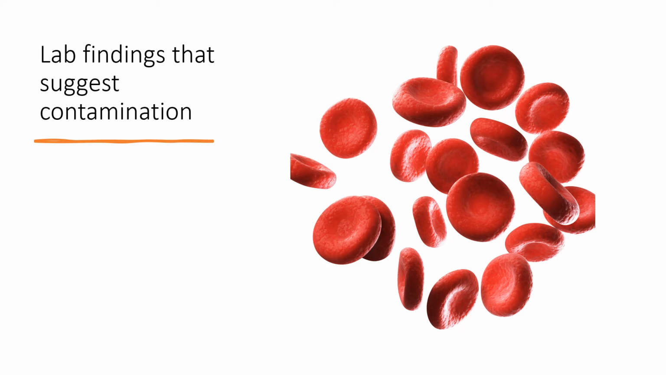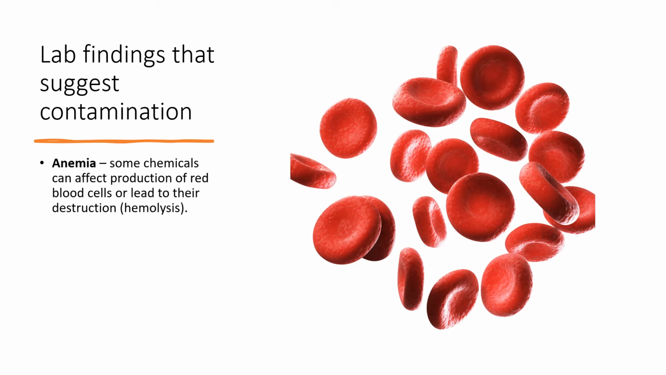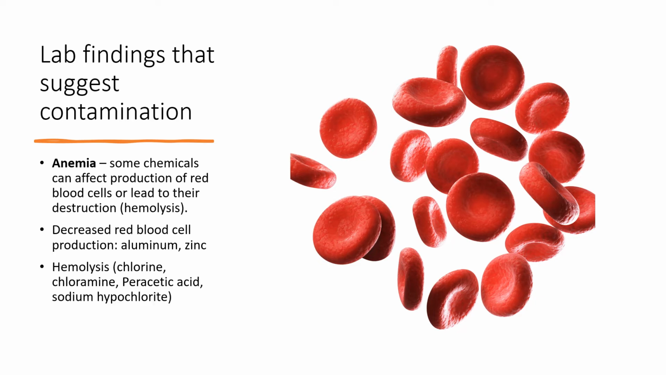Probably the main laboratory finding that we see in contamination is anemia. So some chemicals can affect the production of red blood cells or lead to their destruction. We call that hemolysis. Exposure to high levels of aluminum or zinc can impact red blood cell production. And hemolysis or destruction of red blood cells can be seen with exposure to chlorine or chloramines or peracetic acid or sodium hypochlorite.